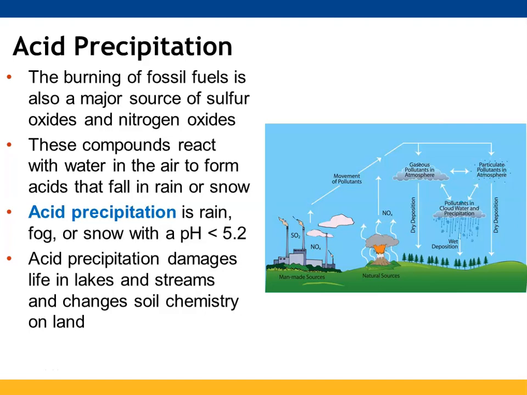So acid precipitation, when that is generated and it's coming back down from our atmosphere to our ground, is going to have a pH less than 5.2, and that can have significant impacts with our soil chemistry. It can also affect our lakes and our streams.